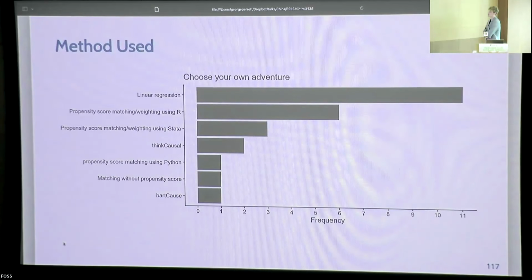So let's take a look at what people actually did when we didn't tell them what to do. The most common use was linear regression. And beyond that, we had a lot of folks doing propensity scores. Two people actually knew about Think Causal and used that. And then one person knew about BART cause and used that. But the vast majority of folks are using linear regression or propensity scores, with a few actually knowing about the software we have.